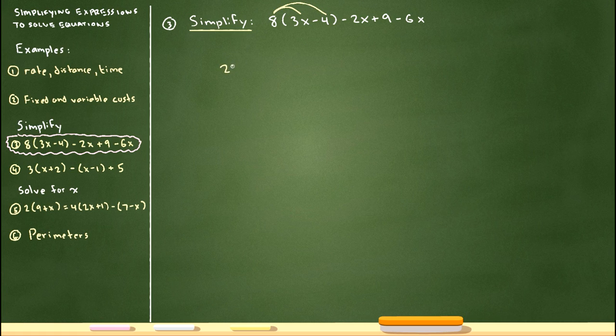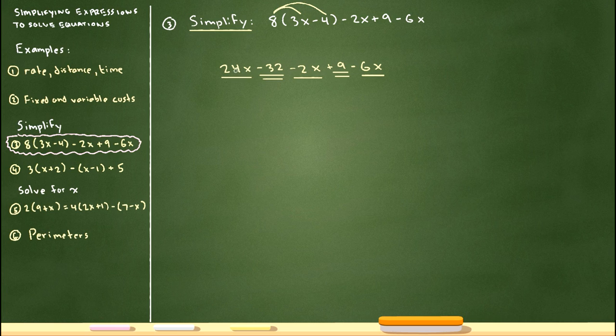So we're going to get 24x minus 32. And then let me rewrite this here. We're going to have minus 2x plus 9 minus 6x. Okay, so now we want to try to combine like terms wherever possible. This 24x, negative 6x, and negative 2x, those are all like terms. And then negative 32, let me do double underline, and the positive 9, those are like terms.